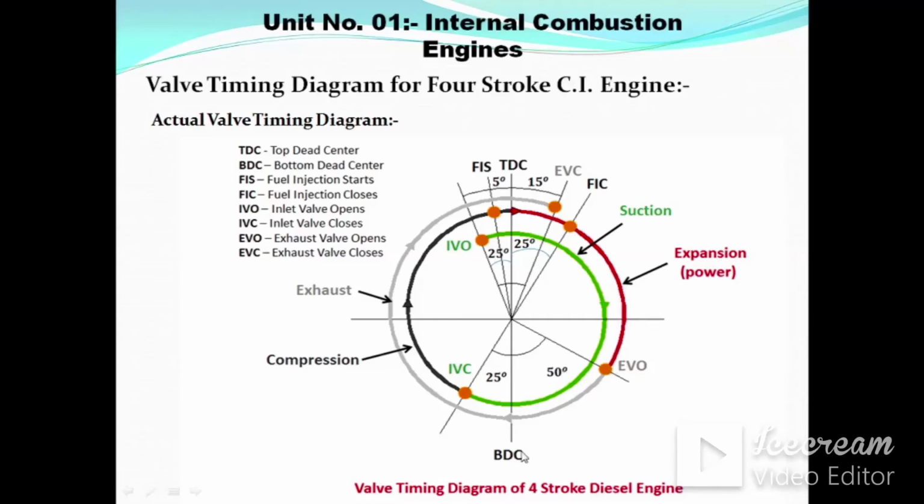Before 50 degrees of BDC, the exhaust valve will open and all the burnt gases are swept out of the cylinder, and the exhaust valve will be closed after 15 degrees of TDC. Okay, this is the same as the SI engine, the only difference being FIS and FIC, which means fuel injection start and fuel injection close. Between FIS and FIC, the burning process will occur. Okay, this is called the valve timing diagram for the 4-stroke CI engine.